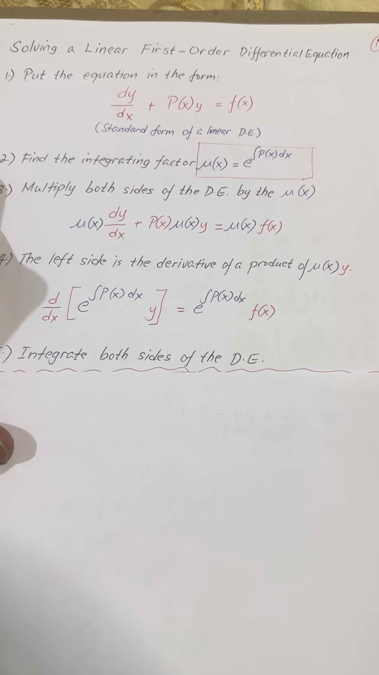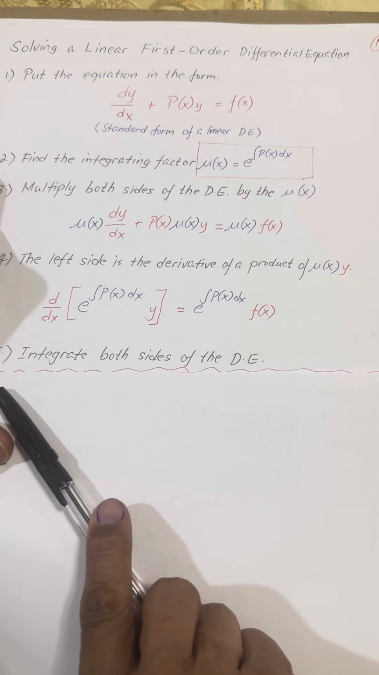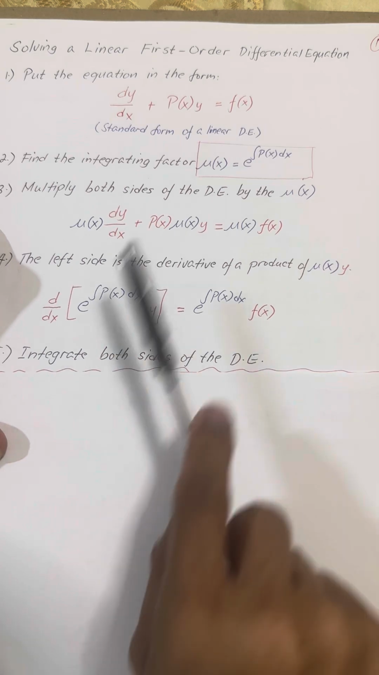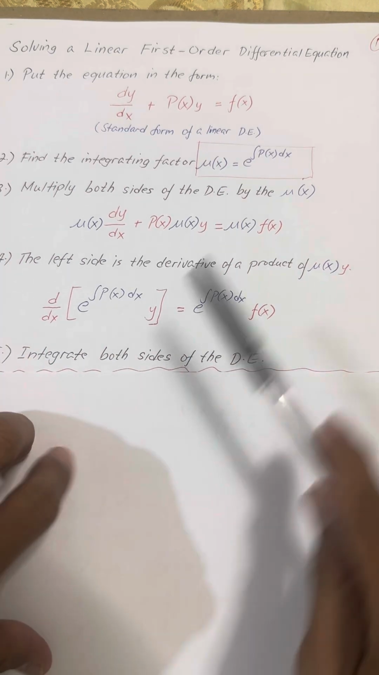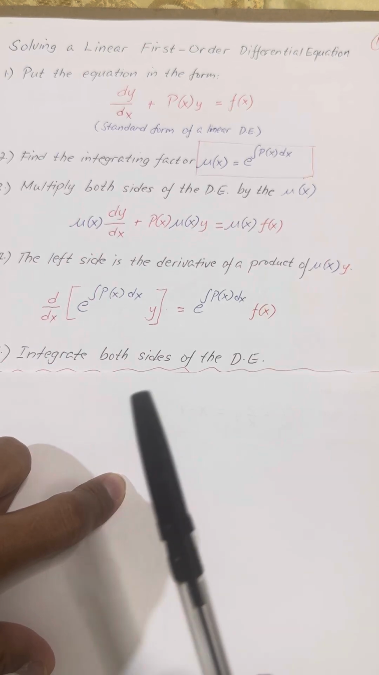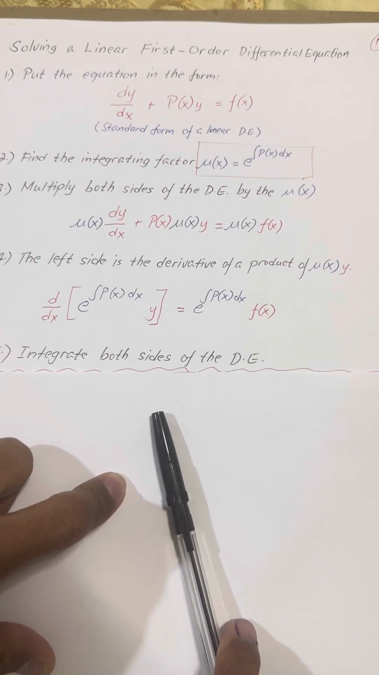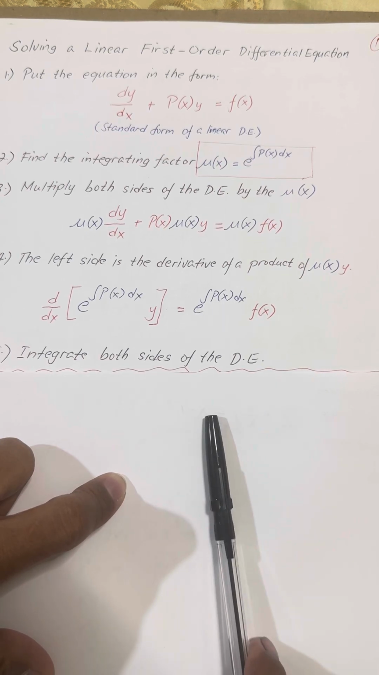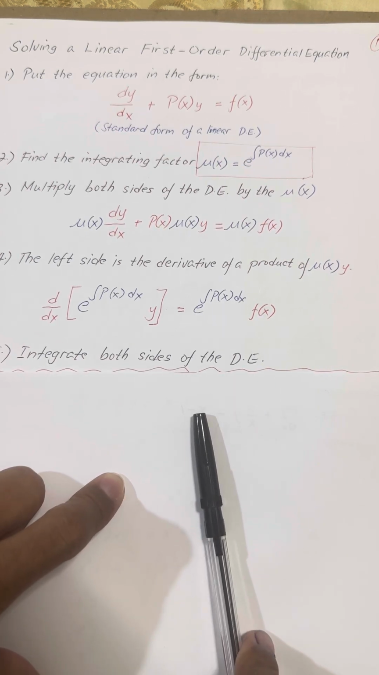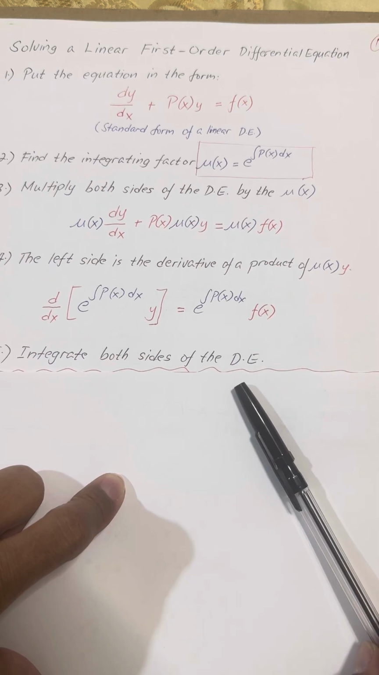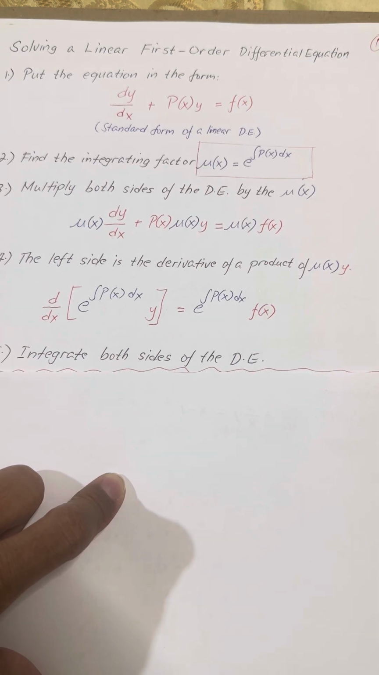Then the last thing that you need to do is to integrate both sides of the given differential equation. Okay, so that's how easy. If you can remember this, if you can follow this, then you can easily solve a linear first order differential equation. Just watch the next video. I will show you an example applying all these steps in solving a linear first order differential equation. Okay, thank you.